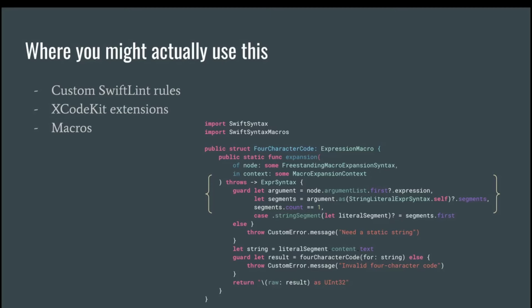And then for those of you who were here last year, the macros talk, for writing macros. This is an example from Swift documentation of making a four-character code macro, which I think enforces that a variable has four characters. And you can see there that it has some use of the SwiftSyntax. It looks at the arguments, determines if it's a string literal, and then counts the number of segments.